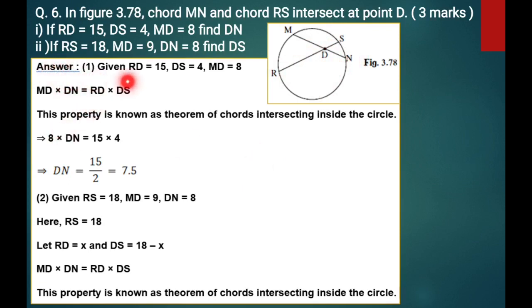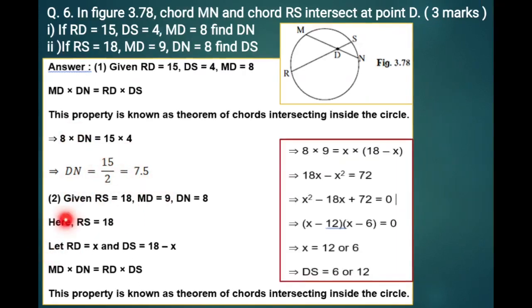Given RD equals 15, DS equals 4, ED equals 8. So we write ED into DN equals RD into DS. This property is known as the theorem of chords intersecting inside the circle. Substituting ED as 8, RD as 15 and DS as 4, when we divide 8 by 4 we get 2. Transferring this 2 to the right hand side, we get DN equals 15 by 2, that is 7.5.